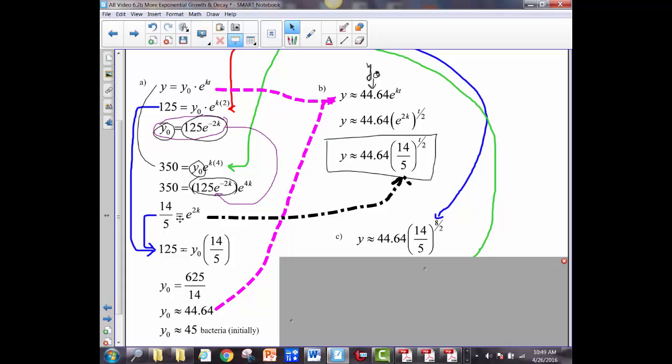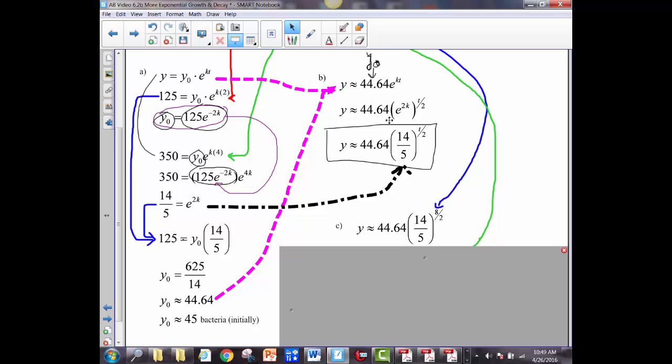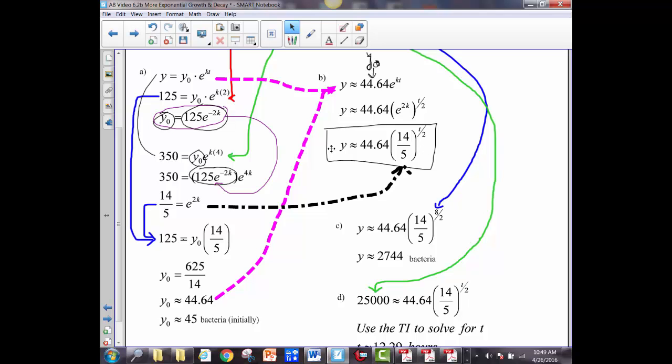But now over here, I know that e to the 2k is 14 over 5, so I'm going to replace e to the kt by e to the 2k to the t over 2. Notice when I multiply these exponents, I get kt. But now I'm able to replace e to the 2k by 14/5. So there's my function finally, y is a function of t, and then you can answer the last two questions.